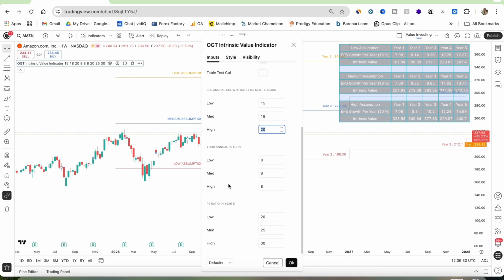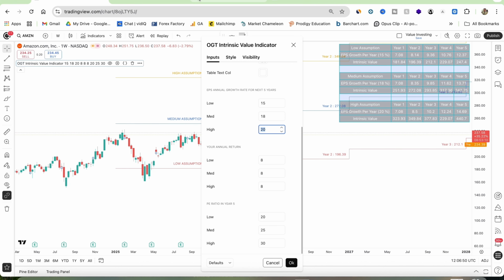Then I'll go into annual return at the end. Let's then look at the PE ratio. The PE ratio is your price to earnings ratio, right? So if we know what the ratio is, we can calculate what should be the price for each given year. Now I've gone for 20, 25, and 30 in my example.